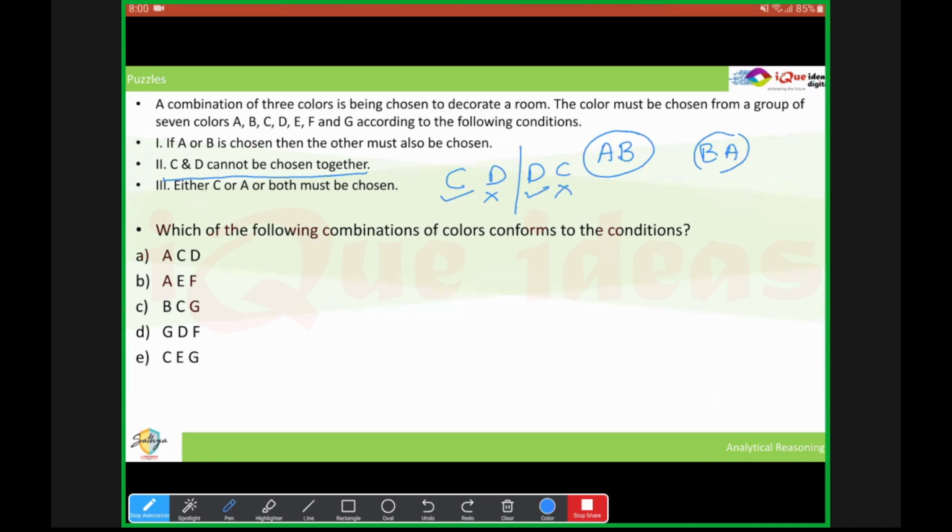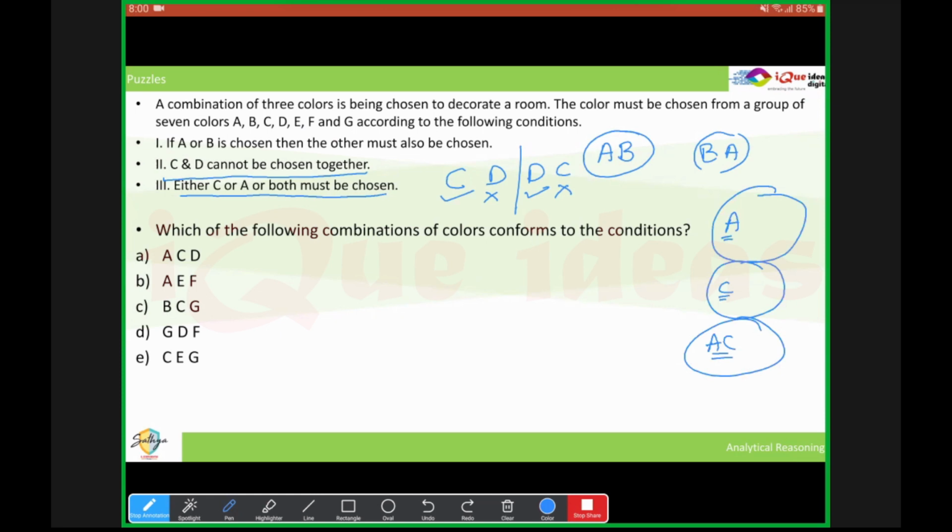And finally, either C or A or both must be chosen. So my final group must have either A, or C, or both. I cannot have a group without either A or C. A group with neither A nor C cannot be formed. Right?